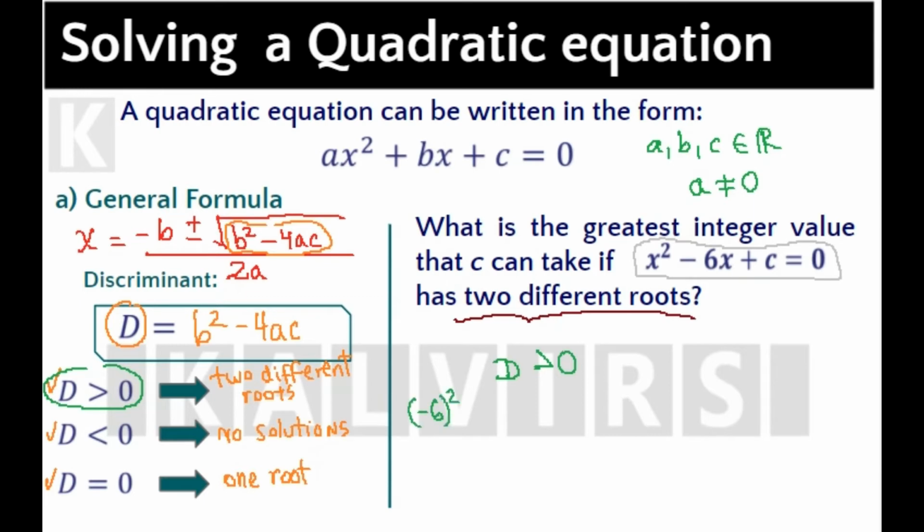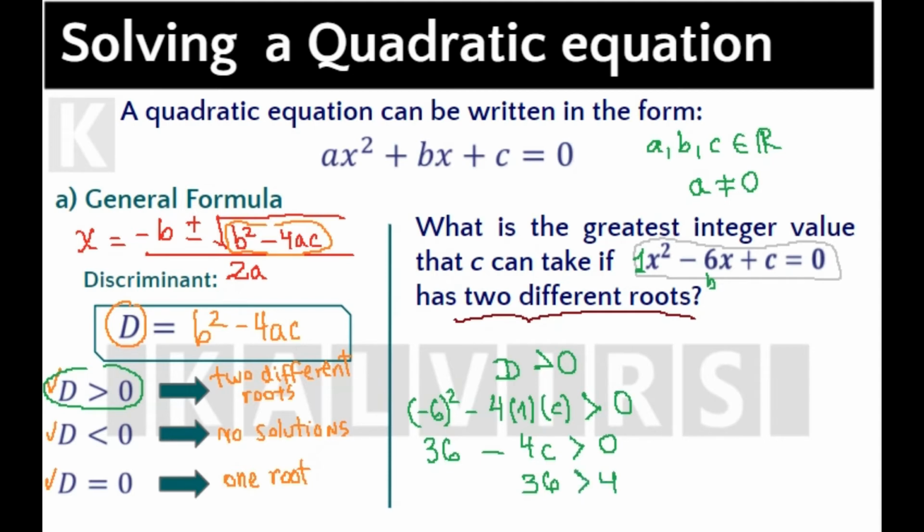b squared, this one is b, minus, here a is 1, 4 times a times c, and this must be greater than 0. So we got 36 minus 4 times c is greater than 0.